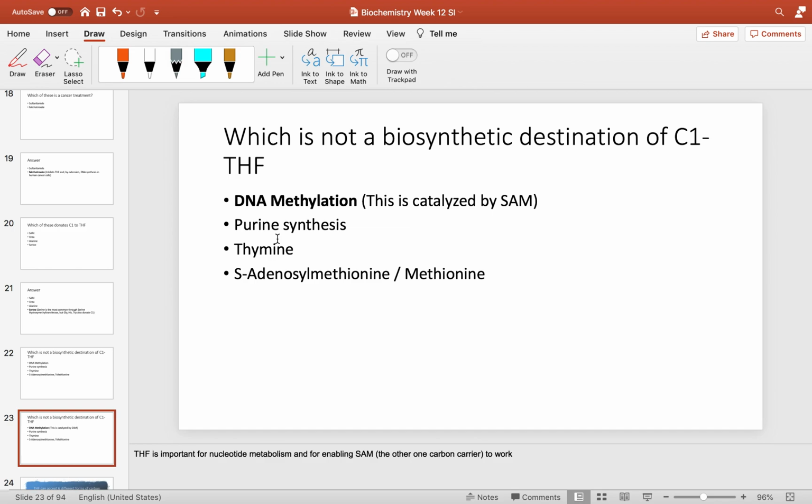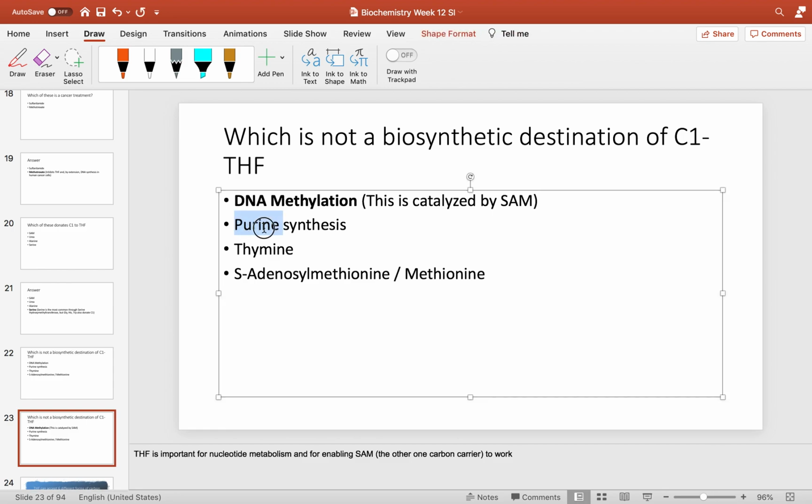All right, so this one, your THF is responsible for a lot of nucleotide metabolism, right? So it's used in de novo purine synthesis, as we'll see later in this unit. It's used to create thymine, which is a deoxynucleotide, and it's used to create SAM. However, the DNA methylation is actually catalyzed by SAM, so it's not THF in this case.